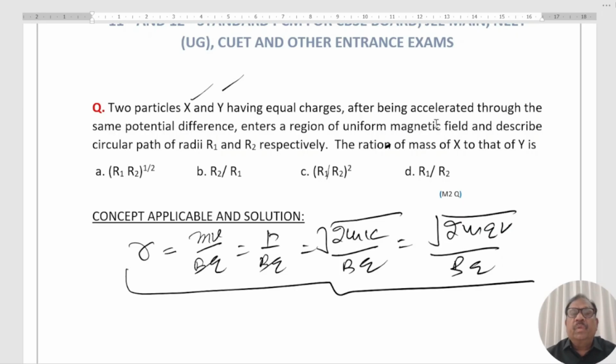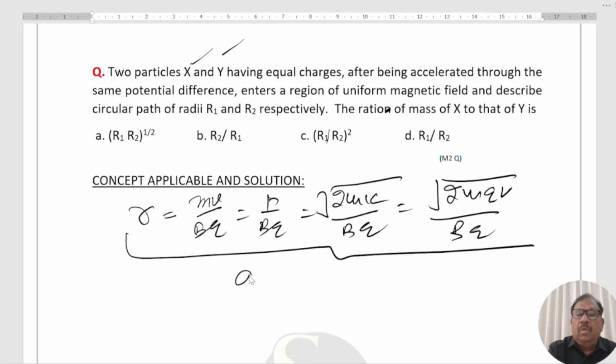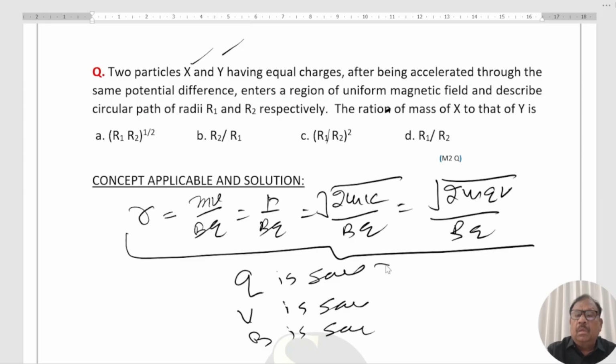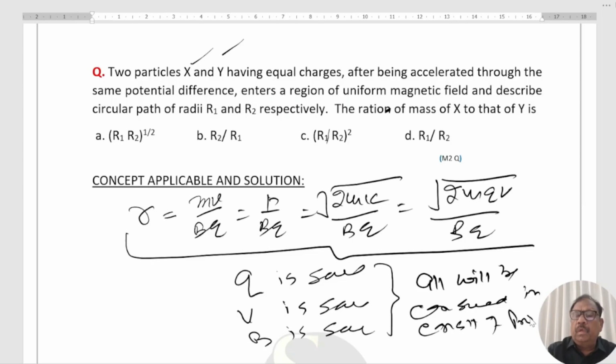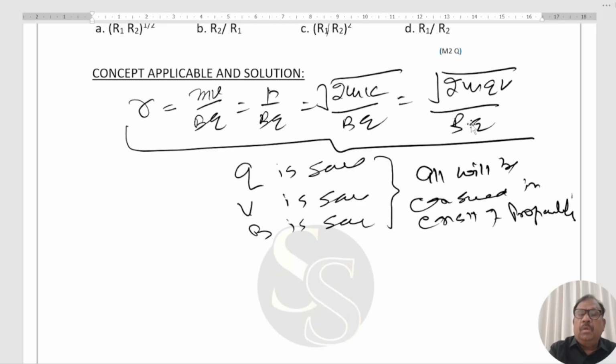In this case, V is the same, q is the same, and B is also the same. All of these will be absorbed in a constant of proportionality. Therefore, R is proportional to root of m.